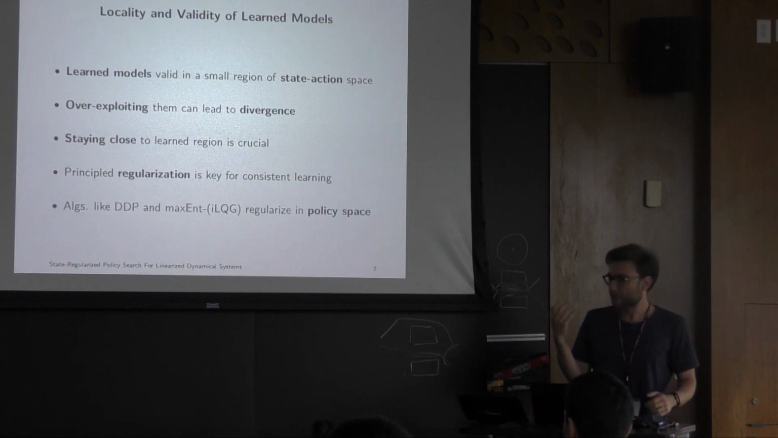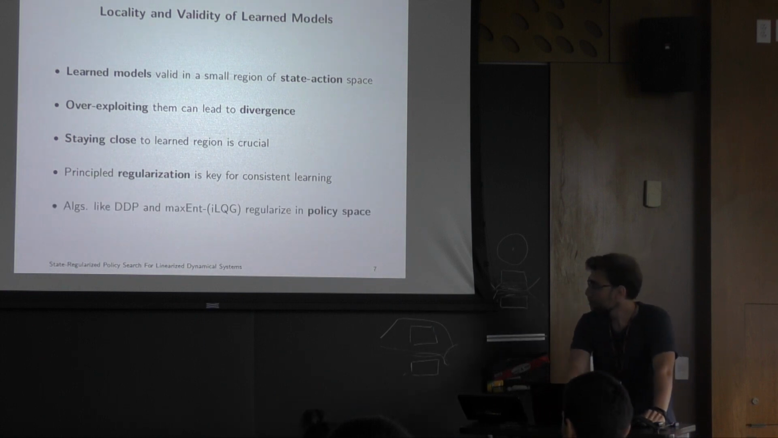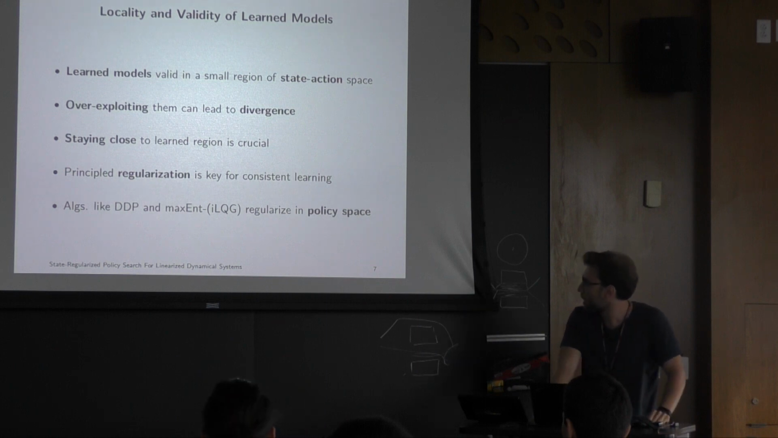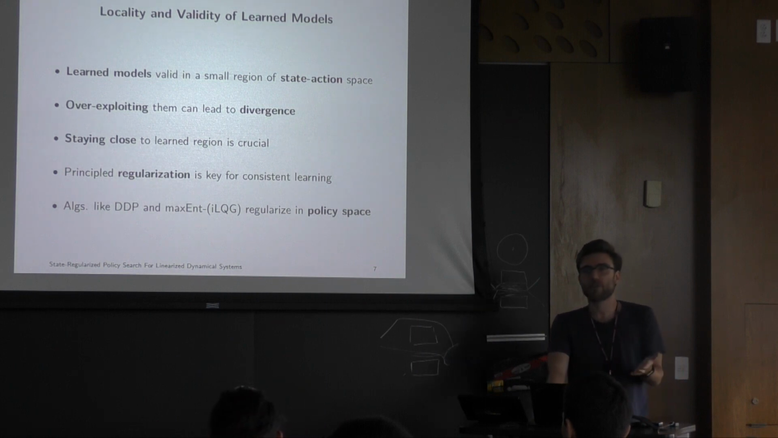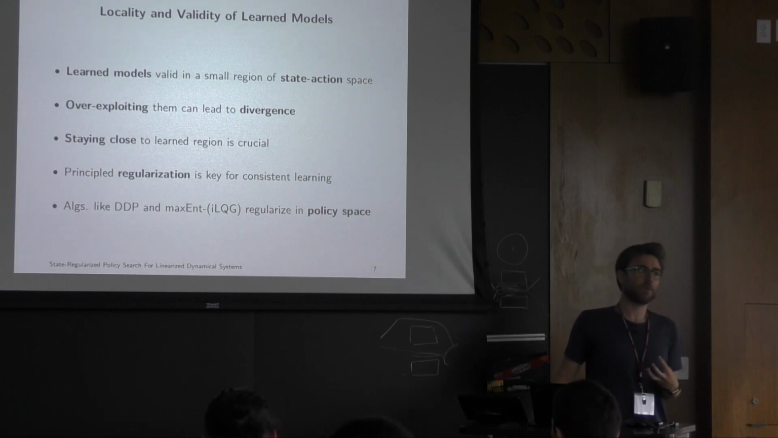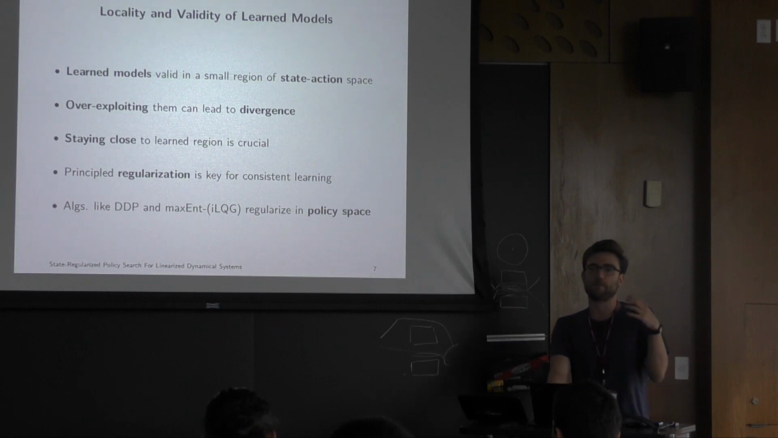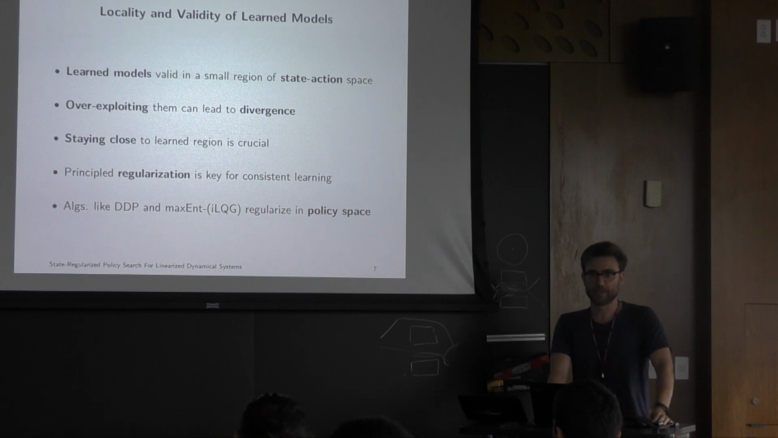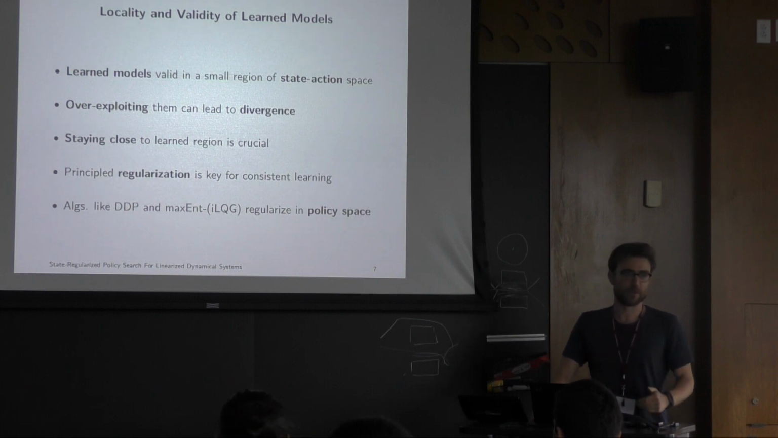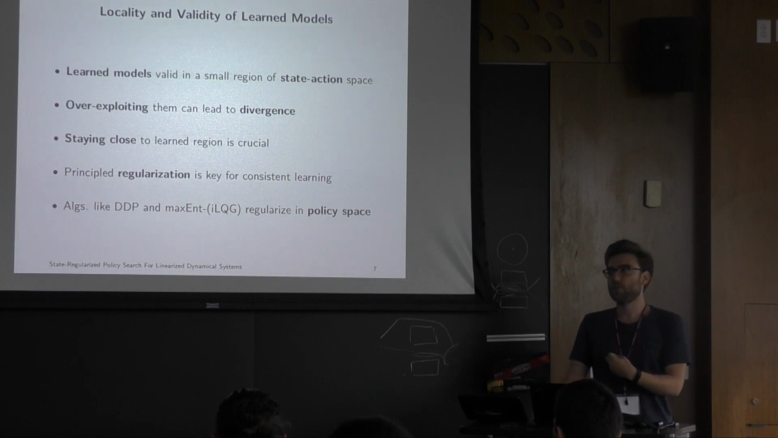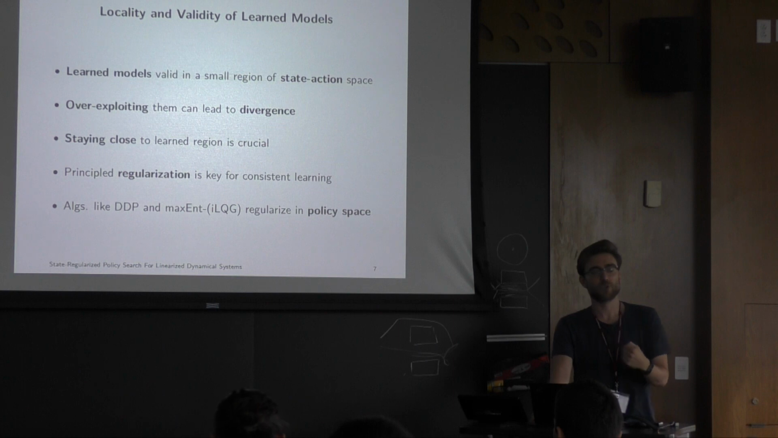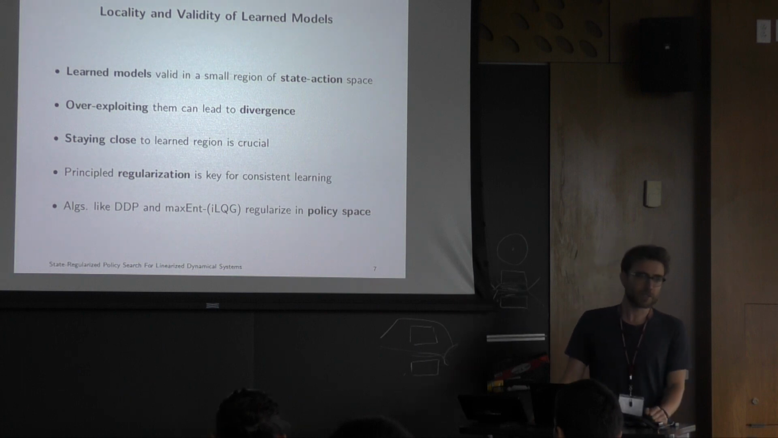Most algorithms, I'm going to say like DDP or iLQG variants, they do this regularization in the policy space. So what they basically do is they say, I'm going to scale down my controller and apply, let's say, only 10% or 20% of this step that I've taken. The intuition is this underlying assumption that if you apply only small changes in the control, you'll also have small changes in the state distribution.